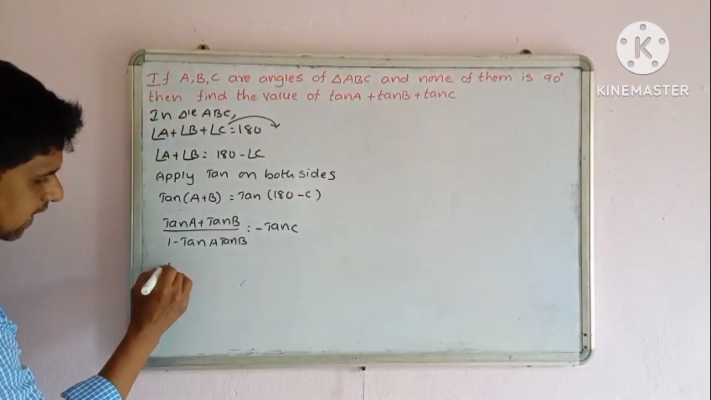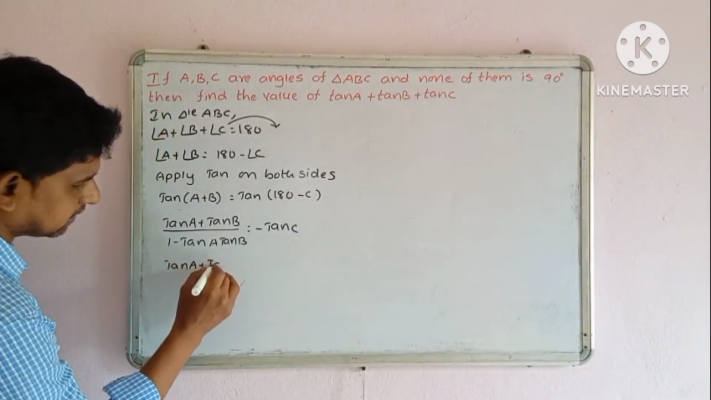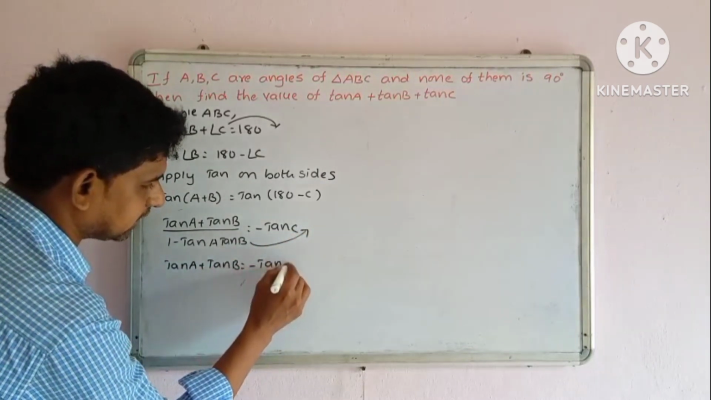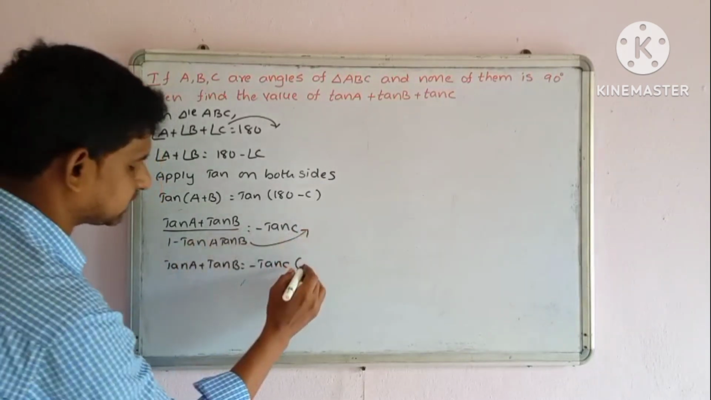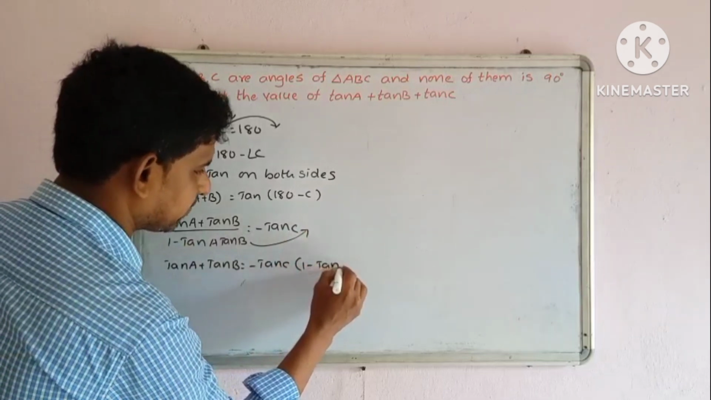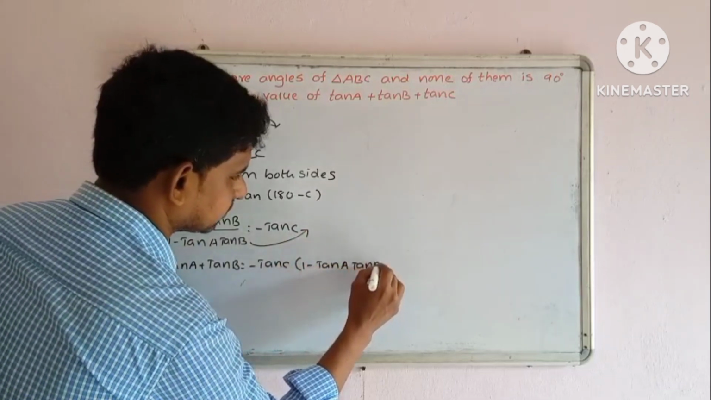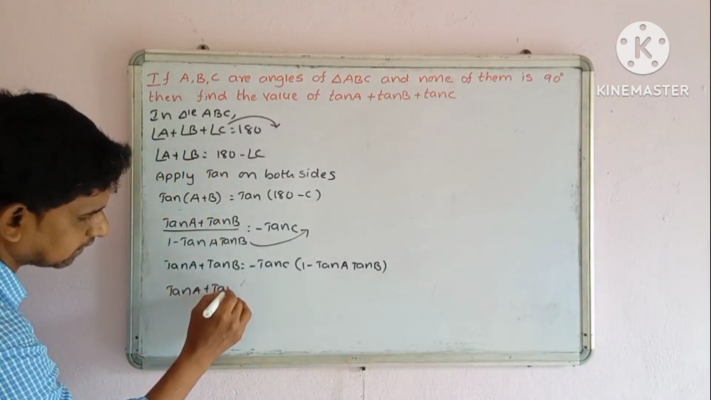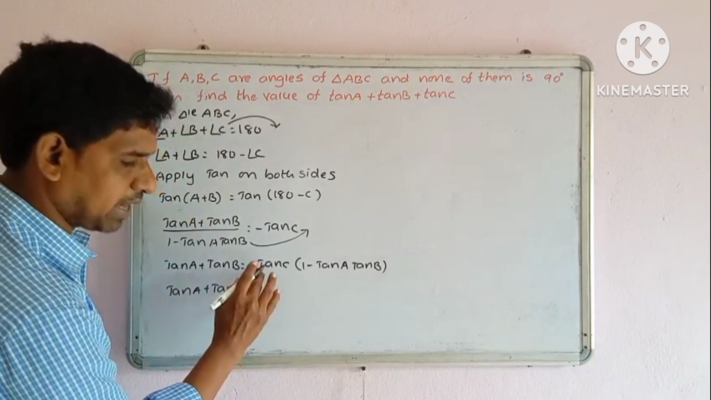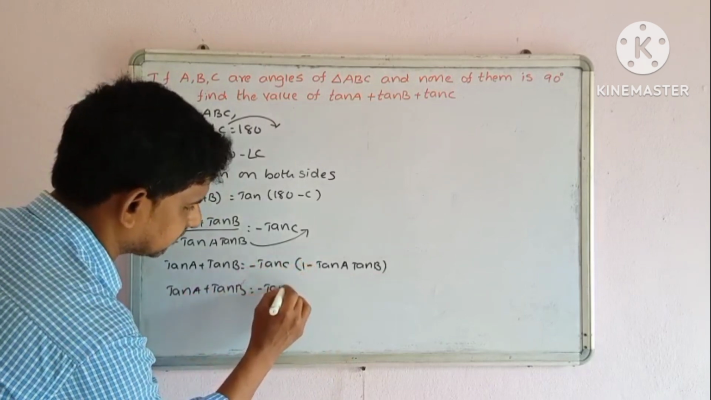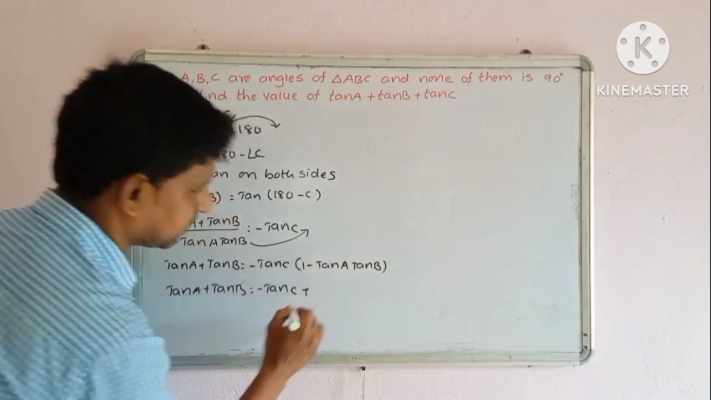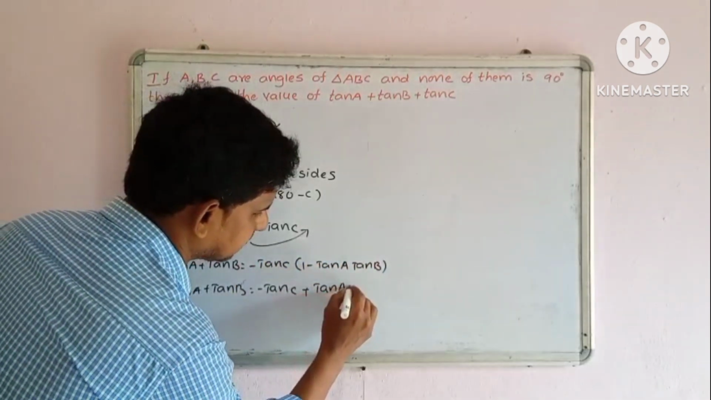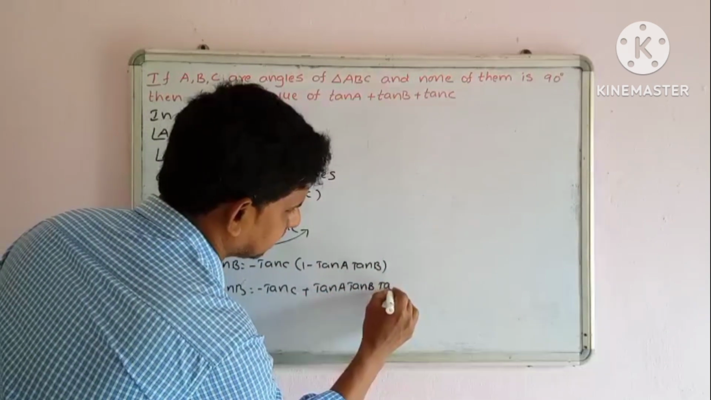So tan A plus tan B by 1 minus tan A tan B equals minus tan C. Okay, the division transposes to the right side as multiplication, so it becomes 1 minus tan A tan B. That equals tan A plus tan B equals minus tan C into 1 minus tan A tan B. Minus of minus is plus, so plus tan A tan B tan C.